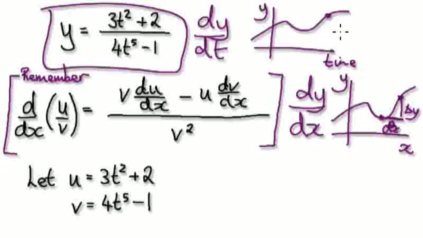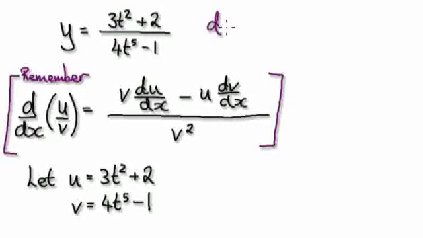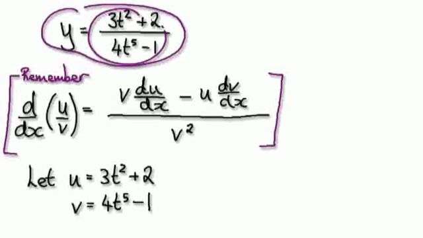So here it's really dy divided by dt. It's really the same thing, but because I'm using t here, we are differentiating with respect to t. In this case, we are finding dy by dt. Okay, so given y equals blah blah blah here, find dy by dt.